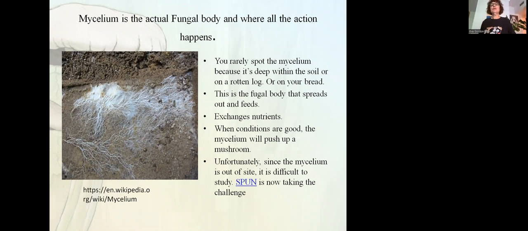This is a fungal body that spreads out and feeds. This is exchange of nutrients. When conditions are good, the mycelium will push up a mushroom or the fruiting body. So when we look at the mycelium, think of an apple tree, and the mushroom is the apple. So most scientists will study the apple tree, but in mycology, we're sometimes forced to study the fruiting body, which is the mushroom.